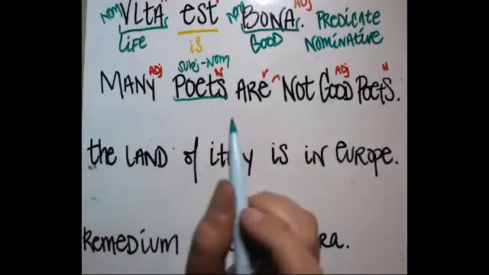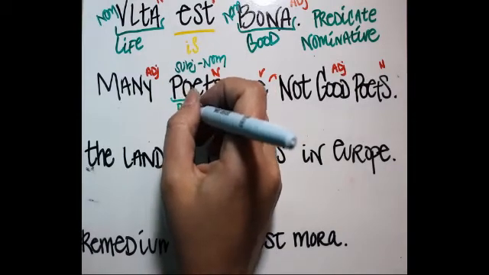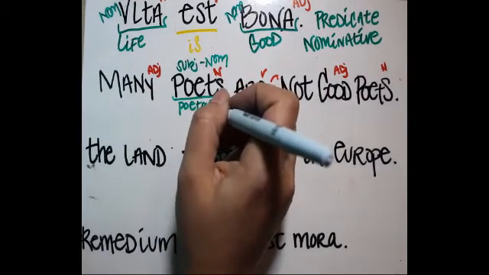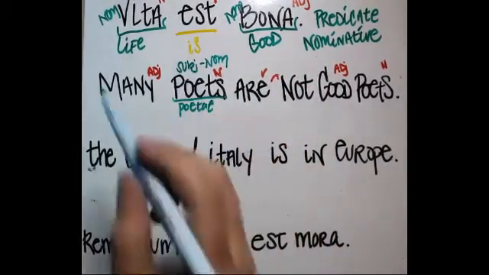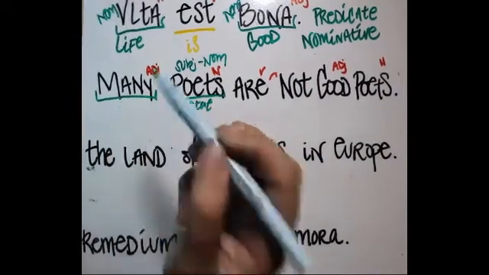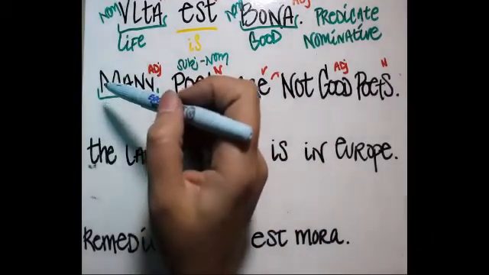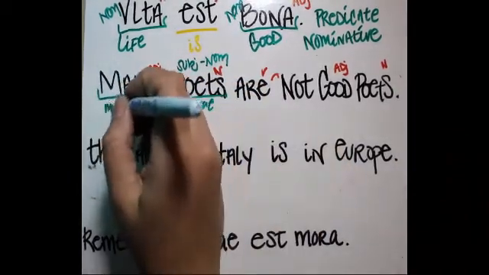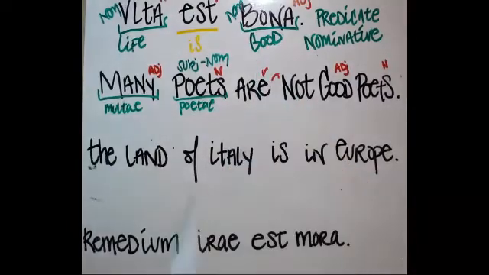Okay, what form do we use? Do we use poeta? No, because that would be singular. We need to make it plural. Poetae. First declension, nominative plural. Poetae. Okay, because there's more than one, there's many. Our adjectives, our modifiers, need to agree in gender, number, and case. So we need to use multi, and we need to make it nominative, plural, multi, poetae.